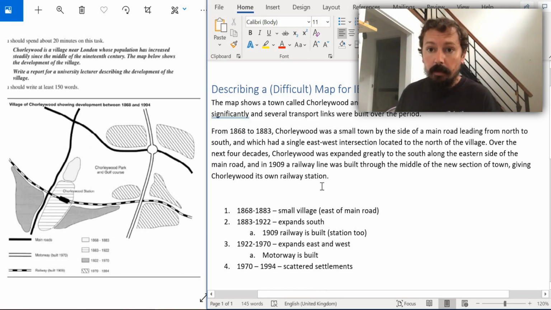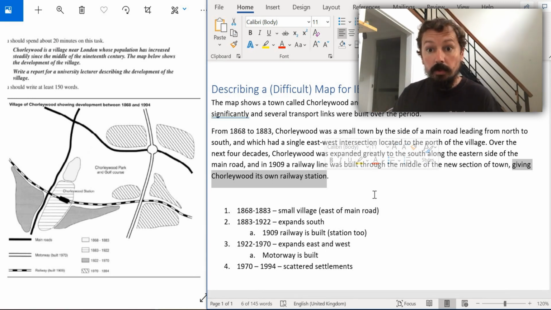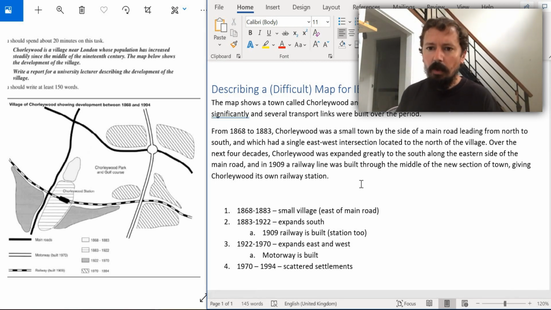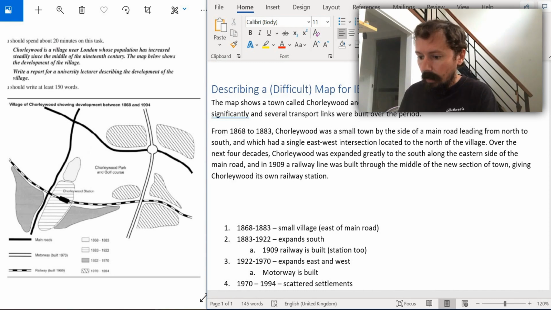And I mentioned the railway station. We don't know when that was built. It maybe came later, but I didn't have to say that explicitly. I said giving Charliewood its own railway station. That's just some extra information, and we know it to be true. If you added too much, you could maybe say, and that same year it got its own railway station. That's not good because we don't know that to be true.